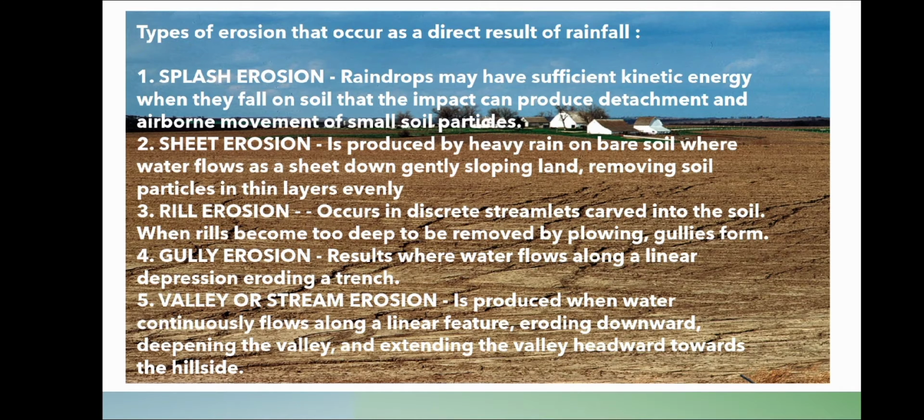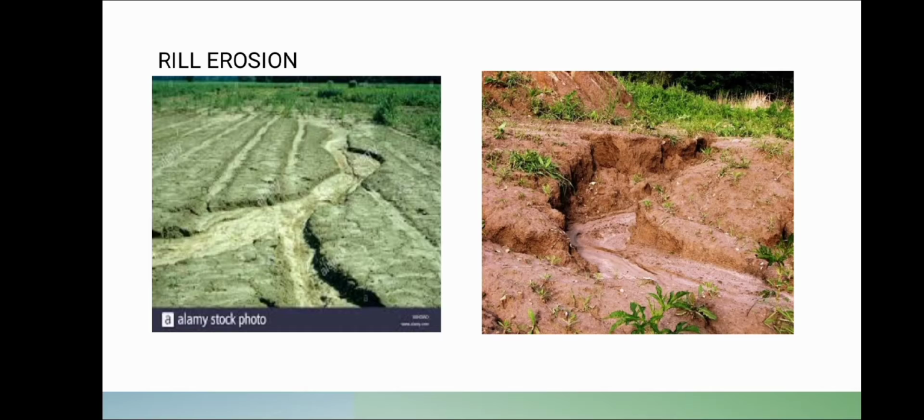Third is the rill erosion. It occurs when streamlets carve into the soil. So rill erosion can be 0.3 meters deep. So this is the example of rill erosion. It is deeper than the sheet erosion, and when rill erosion becomes too deep, it starts to form gullies.